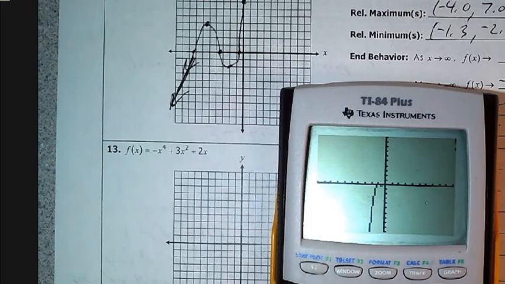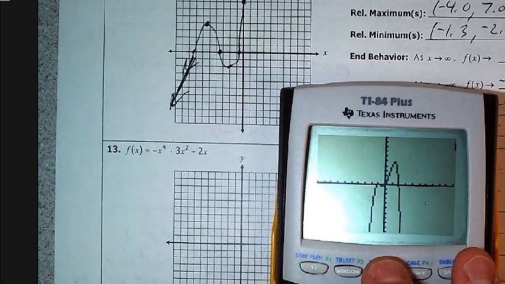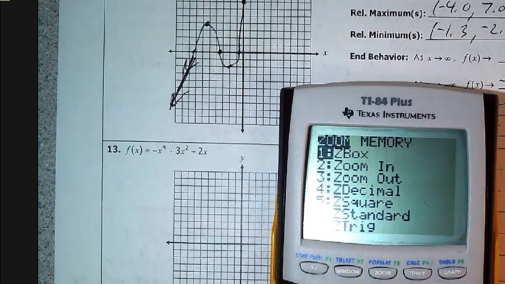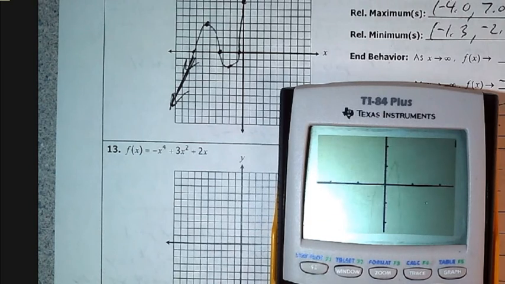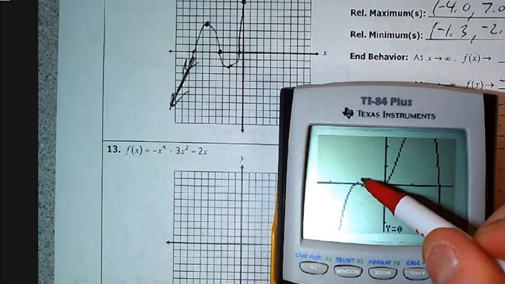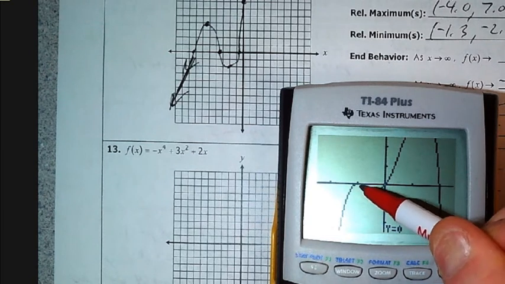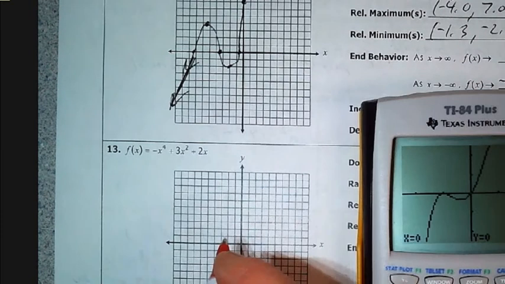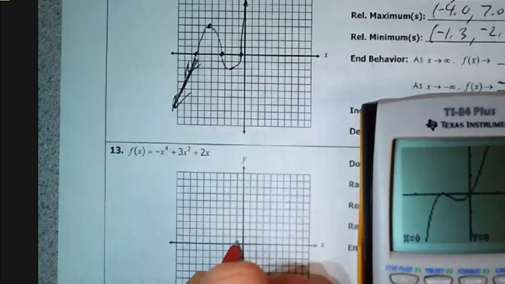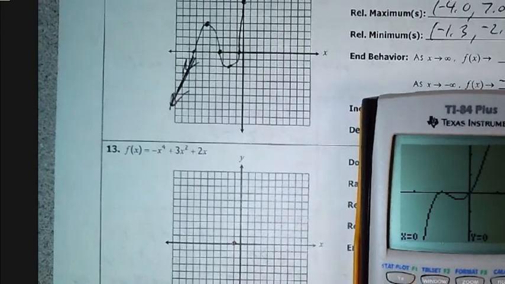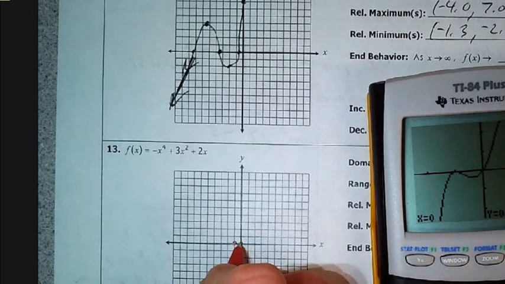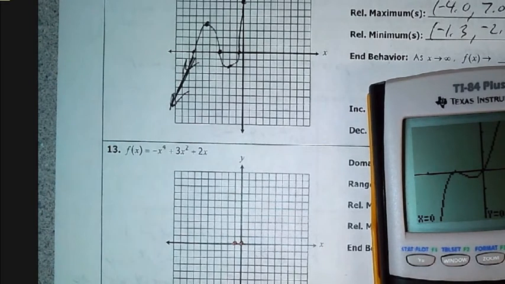Okay, so you can see what the graph looks like there. I'm going to zoom in a little bit because it's kind of hard to see, so I press the zoom button. I'm going to go to zoom in, press enter twice, and you can see it better. Alright, so having done that, it appears that it bounces off the graph at negative 1, so I am going to put a point at negative 1, and then it crosses at 0. It's going to be a tight graph here. And then it crosses at 2.